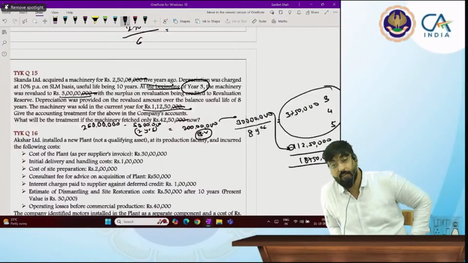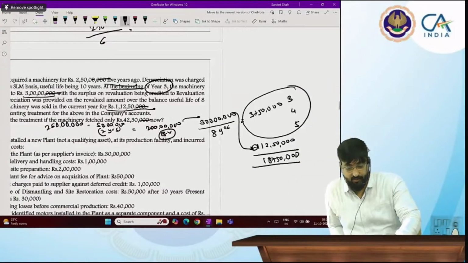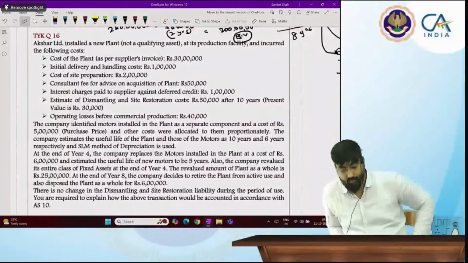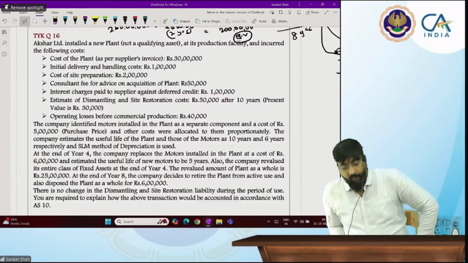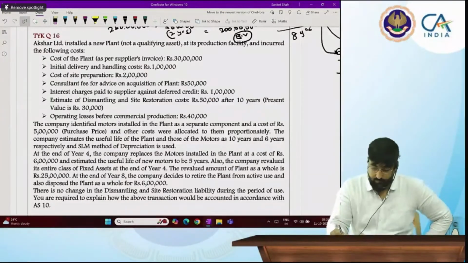Now easy. Yes sir. Yes, next TYK 16. Akshar Limited installed a new plant, not a qualifying asset, at its production facility. What is the meaning of not a qualifying asset? Interest will go to your P&L. Yes sir, it will not be capitalized.